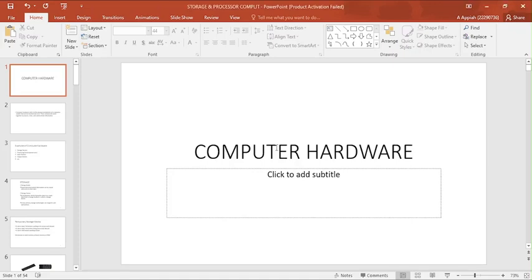Welcome to today's class. Today we shall consider the topic computer hardware.